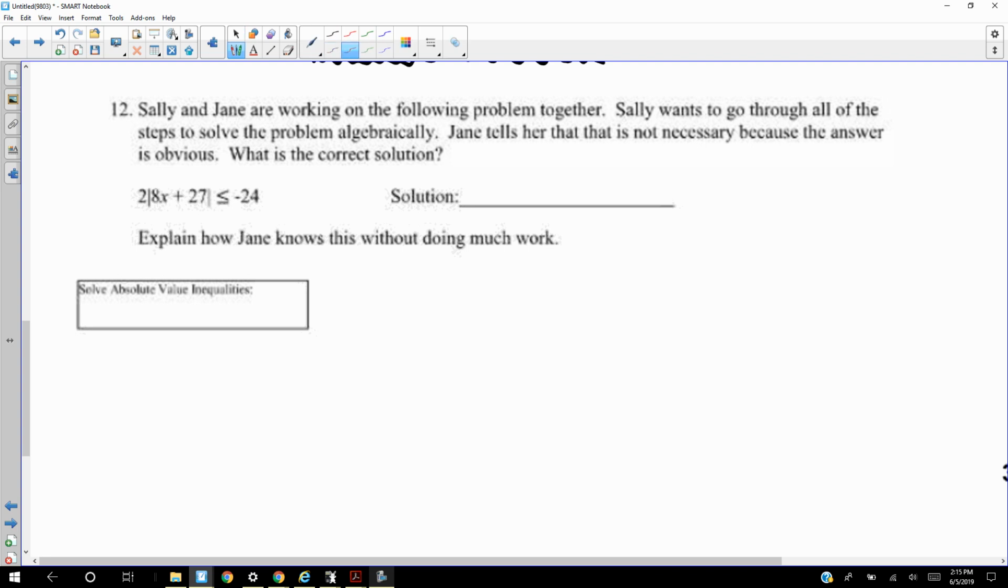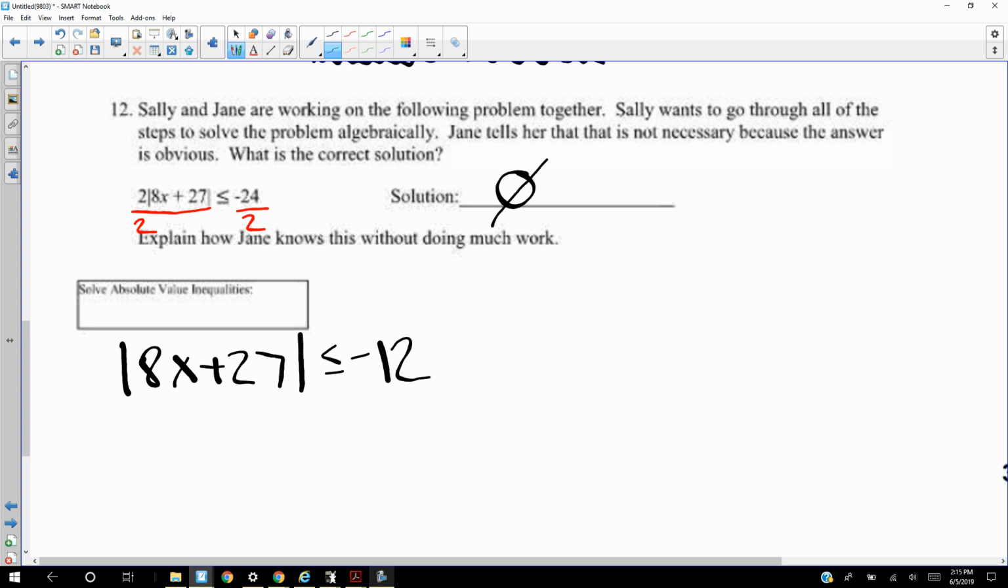So there is a little bit of work. They're both a little bit correct here. Technically, before you can get the answer, you need to divide both sides by 2, although that's probably a step you could have done quickly in your head. Absolute value cannot be a negative number. It cannot be less than a negative number. So the answer here is no solution, or you can write it as the empty set.